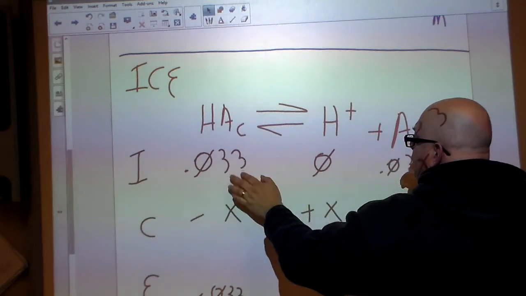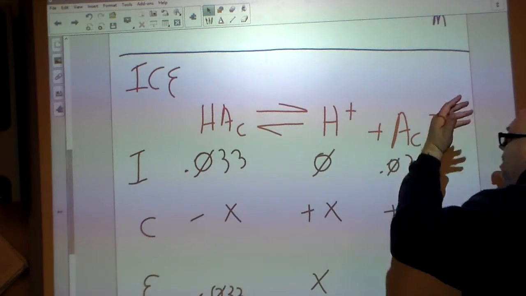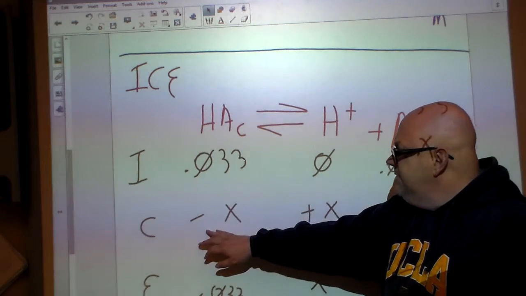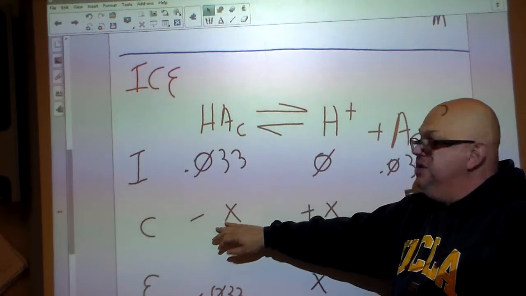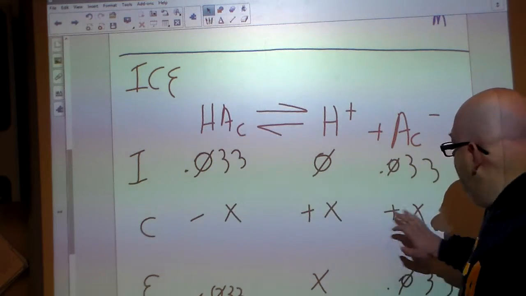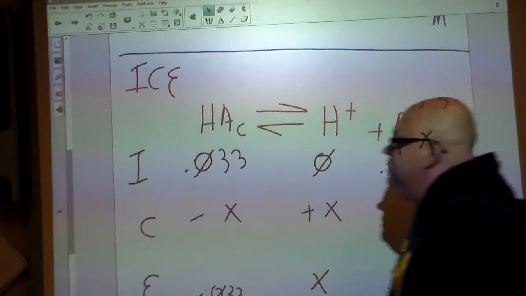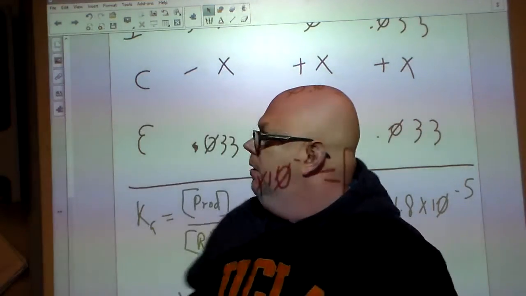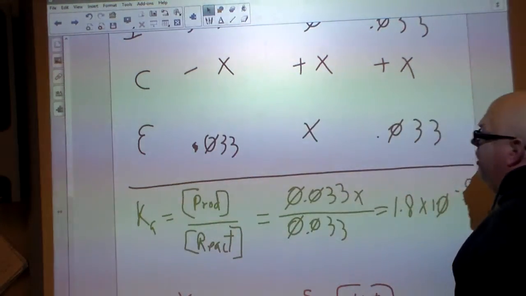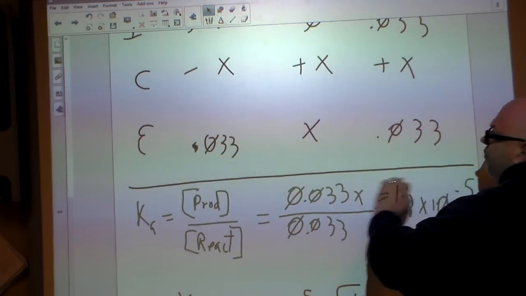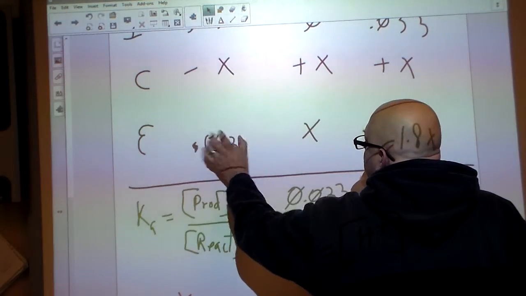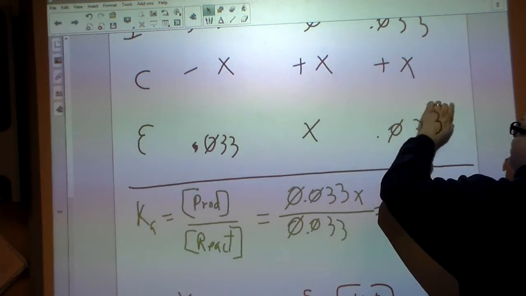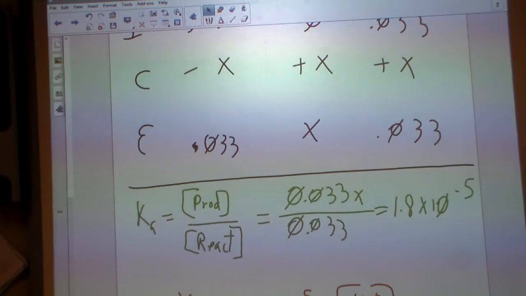So here's our initial: 0.033 molar acid, 0 initial concentration of hydrogen, and our acetate at 0.033 molar. Then X is our change, because we're going to lose on the acid side and gain on the other sides. At equilibrium, we're going to assume that X is really small. So here's our acid concentration at equilibrium, here is our hydrogen concentration at equilibrium, and here is our acetate concentration at equilibrium.